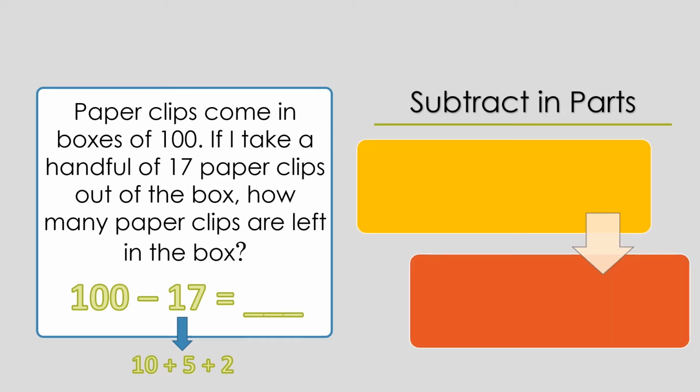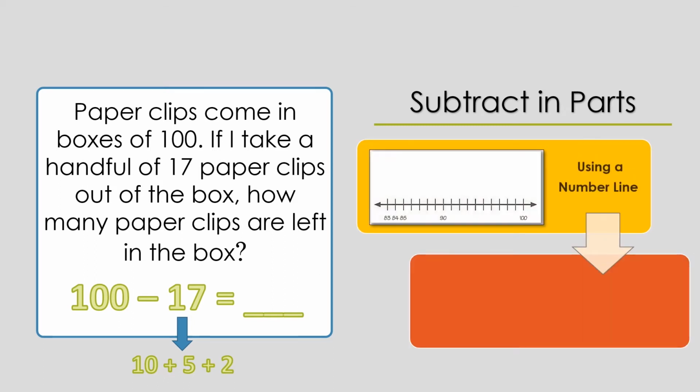One way we can show subtracting in parts is to use a number line. For example, we would start at 100 and subtract a jump of 10, which is 90. Then we could subtract a jump of 5, which is 85. Then subtract a jump of 2. Altogether, we would have subtracted 17 from 100 in smaller parts.